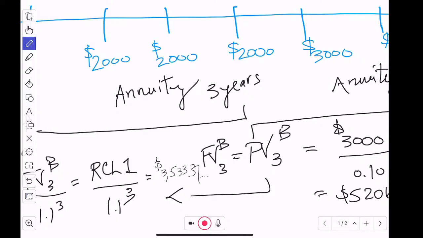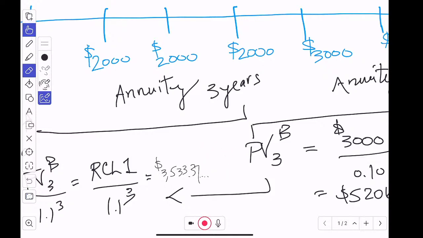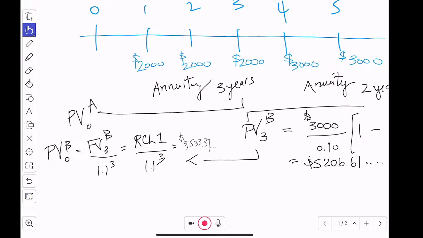$3,533.37. So that's what I get. And I keep all the decimal places and I store that in 2. I can store it in 1 as well. I'll store it in 2.